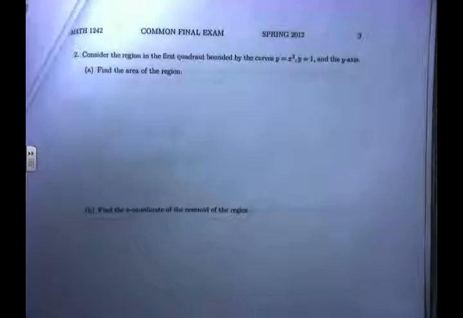All right, so let's take a look at this next guy. Consider the region in the first quadrant bounded by the curves y equals x cubed, y equals 1, and the x-axis and the y-axis. Find the area, find the x-coordinate of the centroid, and find the y-coordinate of the centroid. So they're asking you a centroid question. More formulas, make sure you have them memorized.